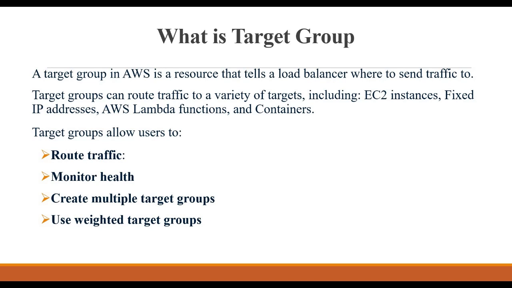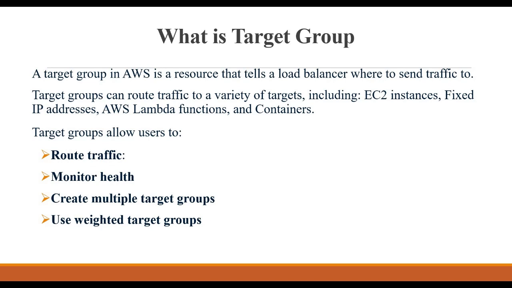So what does each of these do in the target group? Target groups can route traffic to a variety of targets. Routing traffic means it defines the rules of routing requests based on attributes like the client's origin or the request path. So it can define rules based on the client request. Monitor health: check the health of registered targets and take action if needed. So it's checking, and if any action is needed, it takes it.